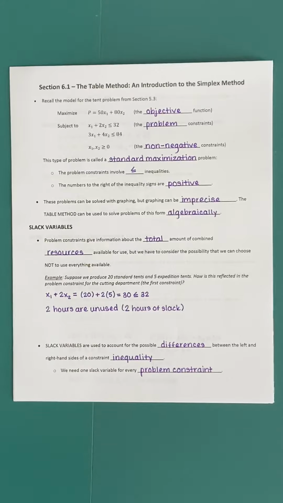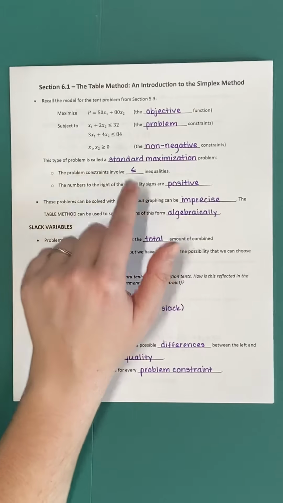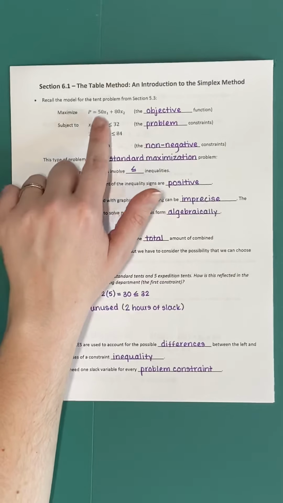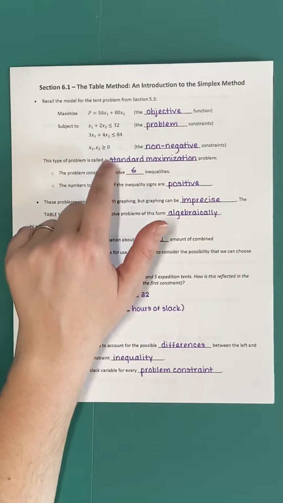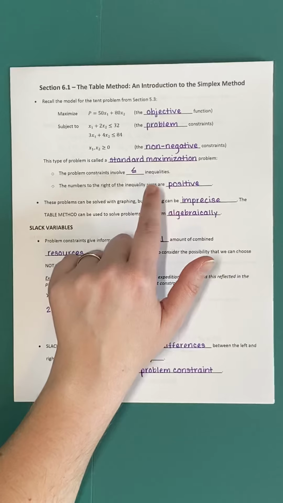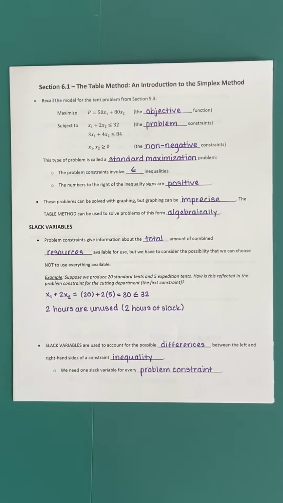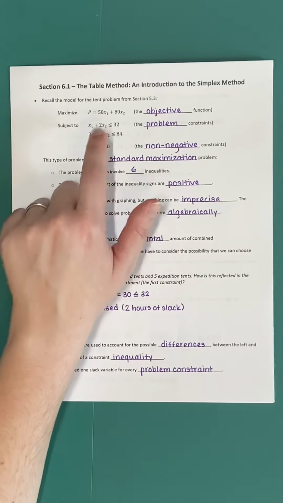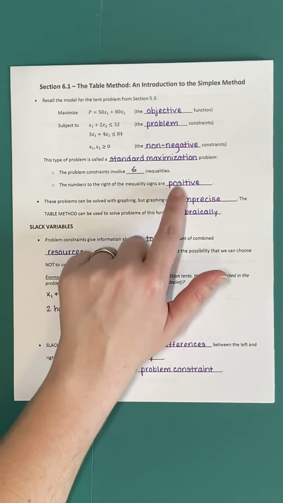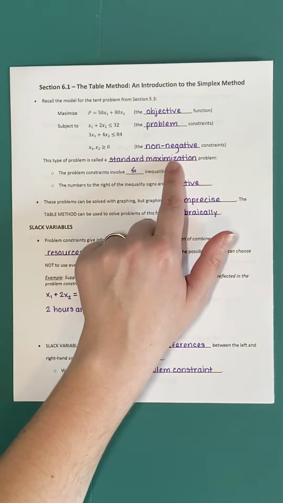It's a standard maximization problem when the constraints involve less than or equal to inequalities. Notice the two problem constraints, both of the inequality symbols are less than or equal to symbols. If we have constraints, regardless of how many, but the symbol we use is less than or equal to, then we fall under this category of standard maximization problems. Also, the numbers to the right of the inequality signs are all positive, and the coefficients for our decision variables, what we're trying to determine the values of, are also positive. That's also a factor that determines whether we have a standard maximization problem.